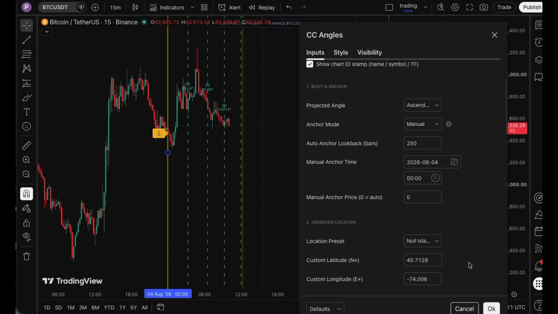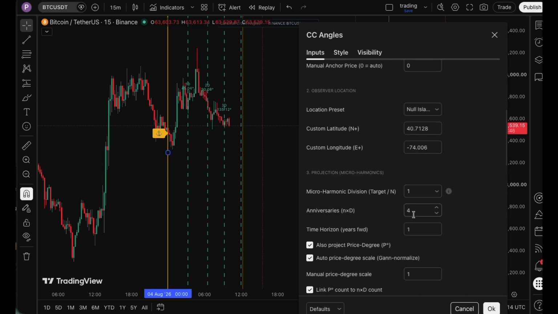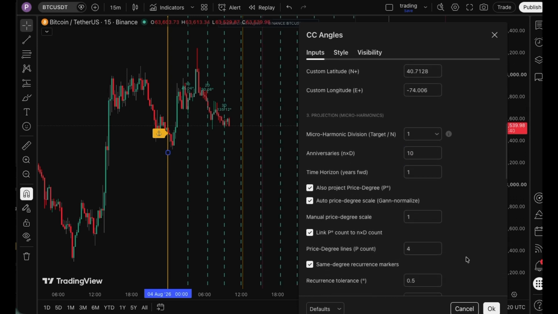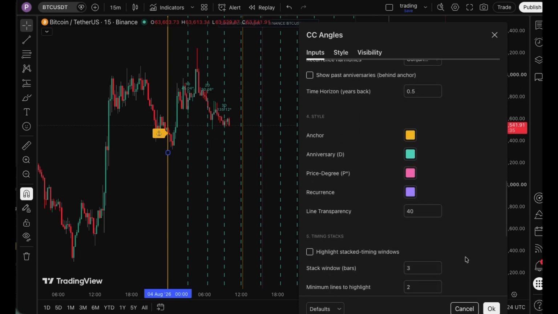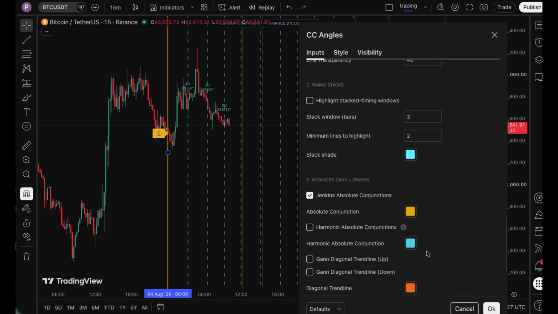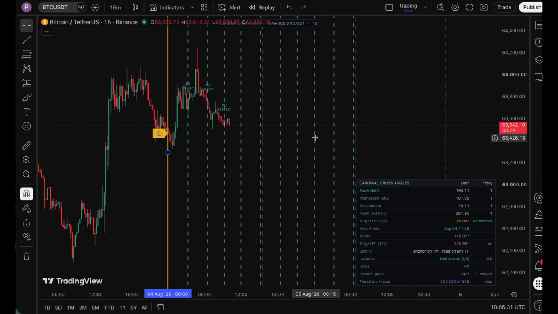While New York and London are great for stocks and commodities, don't get bogged down in finding the perfect setting straight away. If the vertical lines are lining up with reversals in the market, that's enough for now. Increase anniversaries up to as high as 30. These are forecast lines. You can manually drag the anchor across the screen rather than manually adjusting it in settings.